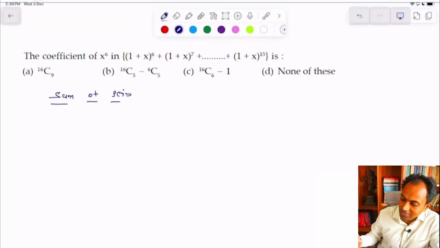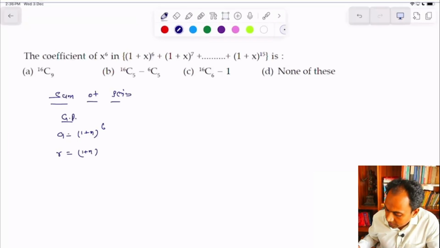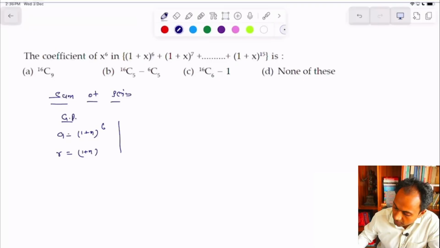So what I can do in this question is, I can see that this is a geometric progression where the value of a, that is the first term, is 1 plus x raised to the power 6. The value of r is again 1 plus x. And how many terms are there? So in order to find total number of terms, you can apply this formula 15 minus 6 plus 1. So these many total terms would be there. So answer comes out to be 10 terms.